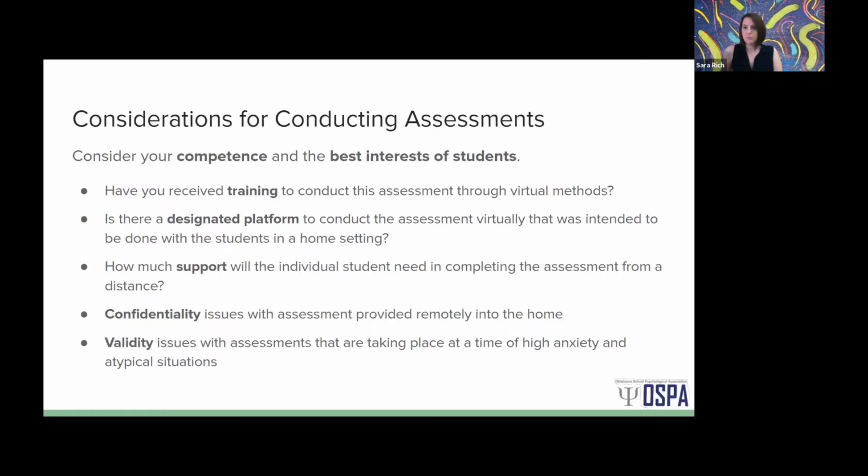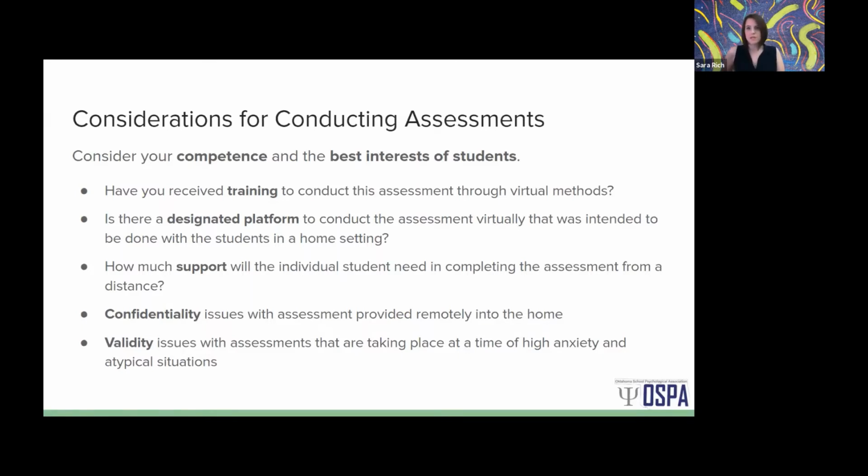Really, there are two main things that should be at the forefront. One, do we have the competence to do this? None of us have ever been in this situation. Most of us probably don't provide virtual services on a day-to-day basis. And also, what's best for students? Really think, do students actually need an assessment right now? What will happen if we wait on the assessment till school reopens? Is there any detriment to that student if we just decide we're not going to do the assessment right now and we're going to close everything out procedurally?